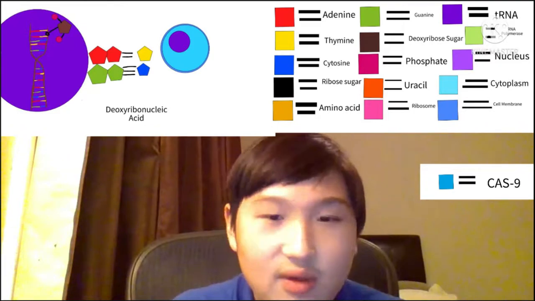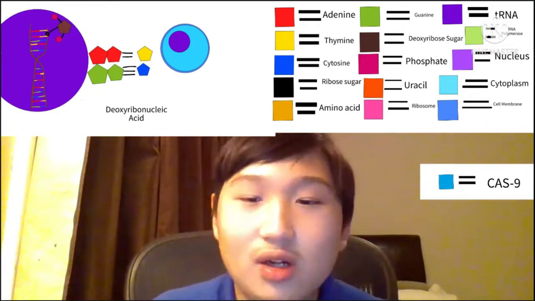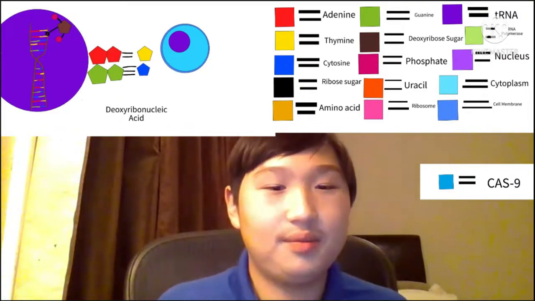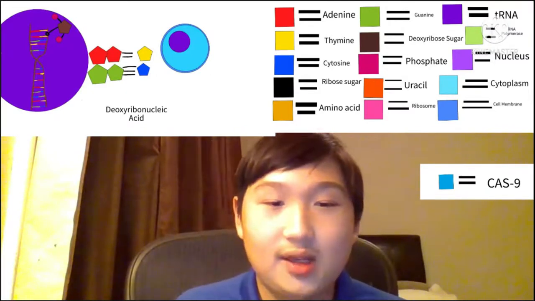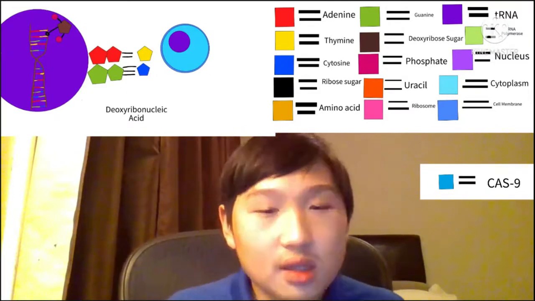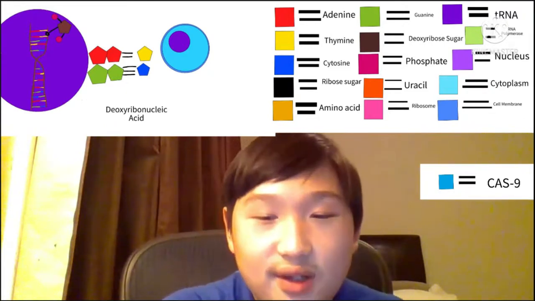Adenine always pairs with thymine via a double bond and is larger or more complex than thymine, while guanine always pairs with cytosine via a triple bond and is larger or more complex than cytosine. This is important to know for genetic editing, because if you don't understand the structure of DNA, then you can't understand how genetic editing works nor use genetic editing.